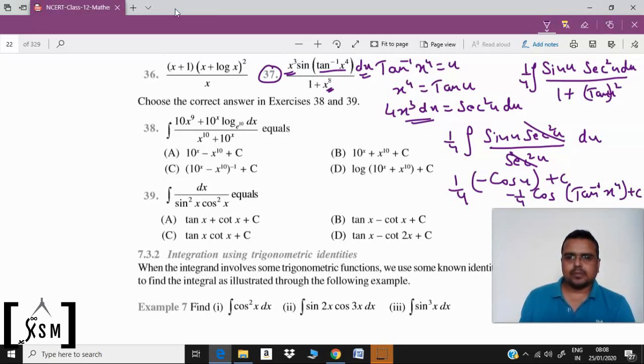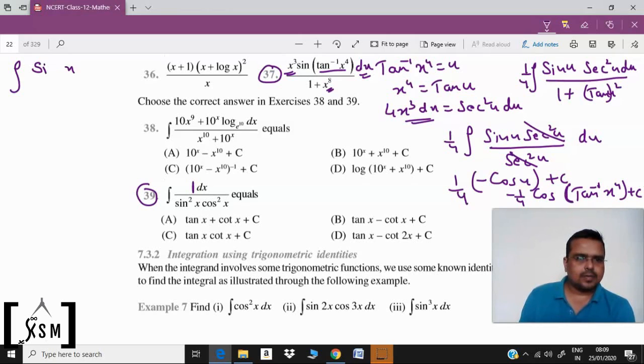Let's try question number 39. You can see here 39 is an objective question. Anyway, we'll solve it. Integration of dx over sine square x cos square x. Okay, now what will we do in such a question, when we have sine square and cos square multiplication? One of the ways we can think of, I'm solving it here: for the numerator, I will try to write 1 as sine square x plus cos square x. For 1, I have written that, right?